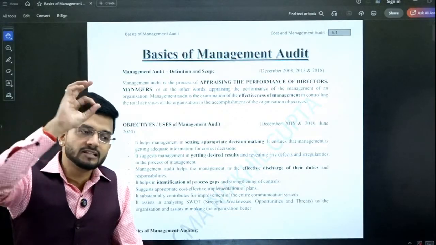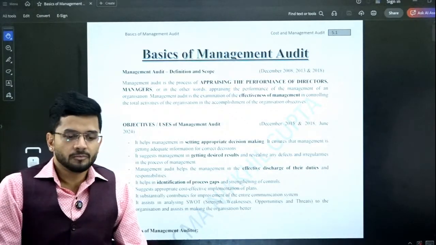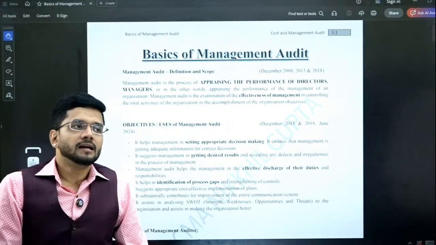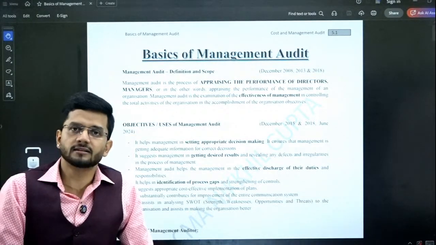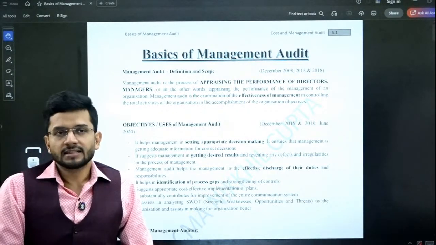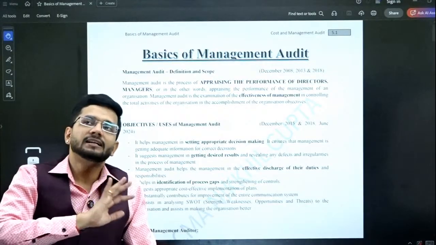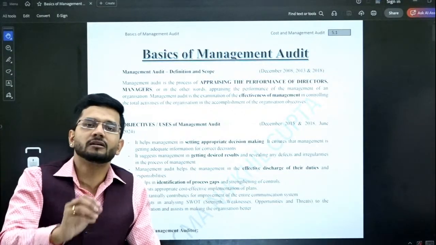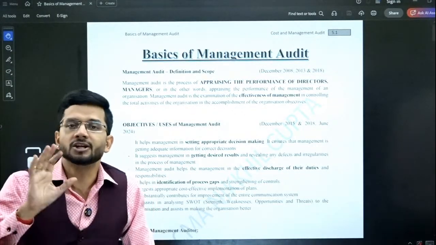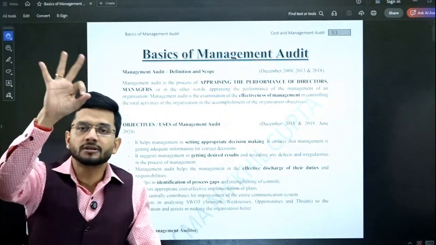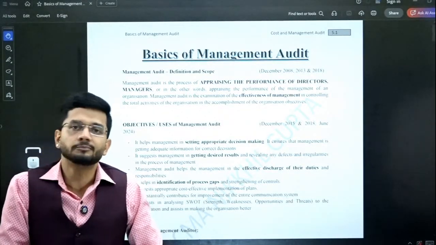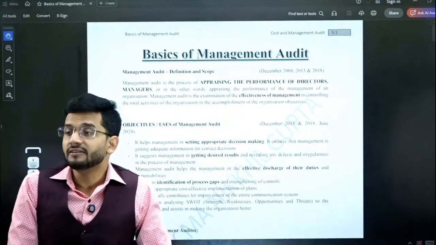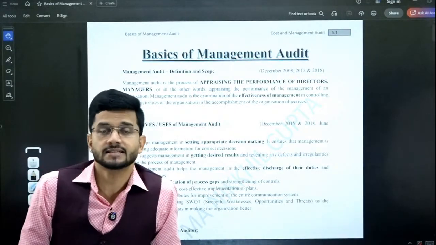Three chapters I would always pin my hopes on are Basics of Management Audit, Management Audit in different functions, and Internal Controls, Internal Audit. These are three chapters from where I feel that approximately 20 marks of theoretical portion will come in your examination for sure. These three chapters hold a weightage of 20 marks in your examination from a theory standpoint. So these three chapters are very, very important, very, very critical from an exam standpoint.